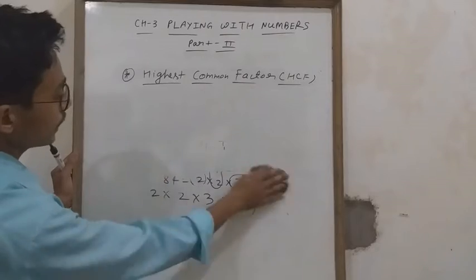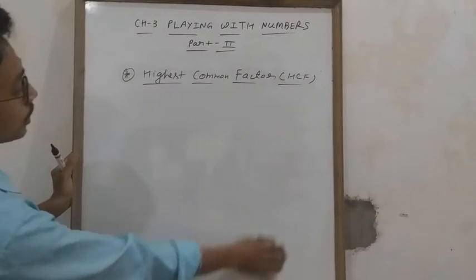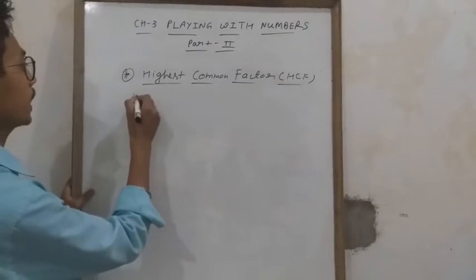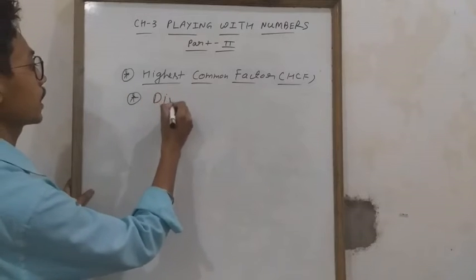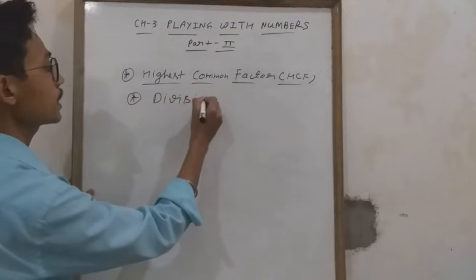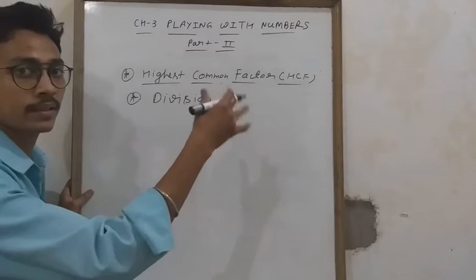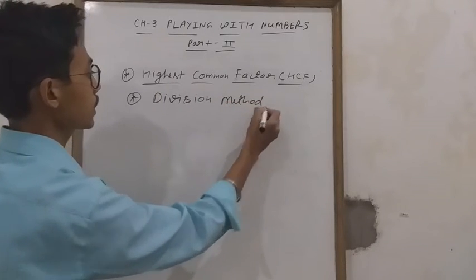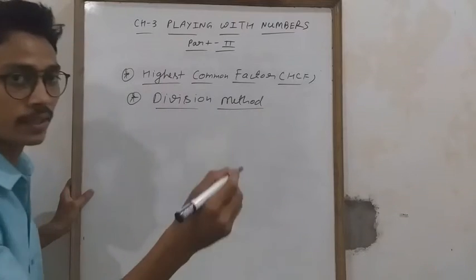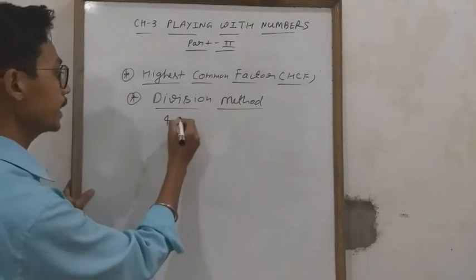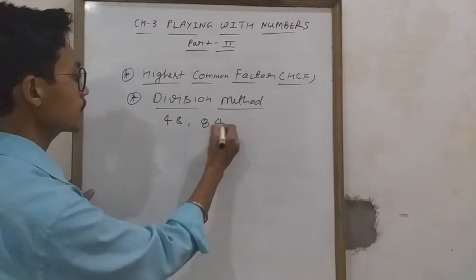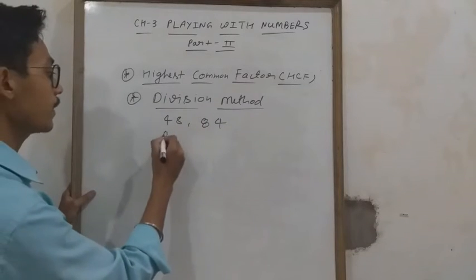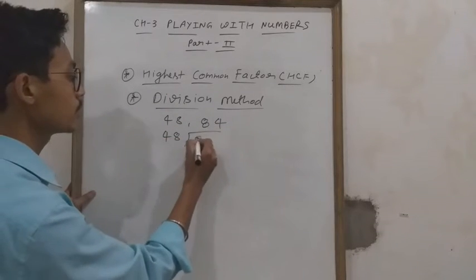Now the next thing is that, students, this question also we can do with the help of the division method. See, what is the division method? This is very easy and very simple. It will take very few seconds. What is the division method? We have to find the HCF of 48 and 84. So how will you find it? Simply divide till you get 0.